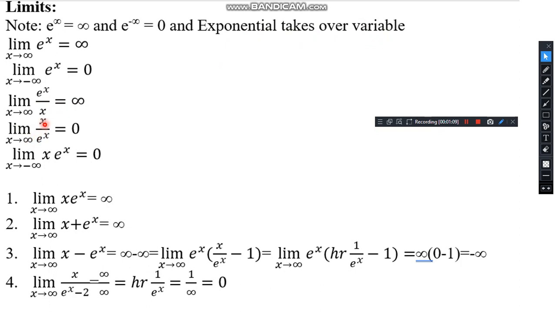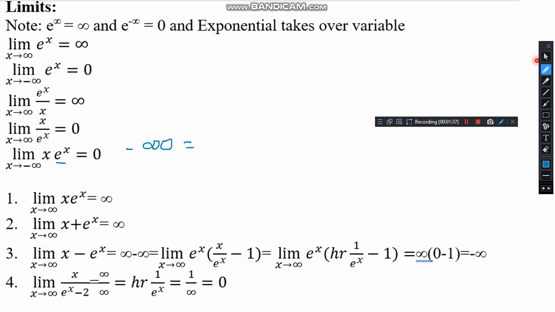And for the limit as x tends to infinity of x over e^x, if you apply L'Hospital's rule for infinity over infinity, it will be 1 over e^x, a number over infinity, 0. Or we can say exponential is stronger than the variable, as you have a number over infinity, 0. And for the limit as x tends to minus infinity of x e^x, you have minus infinity times 0. Instead of doing L'Hospital's rule, we can say exponential is stronger, and the answer is 0.